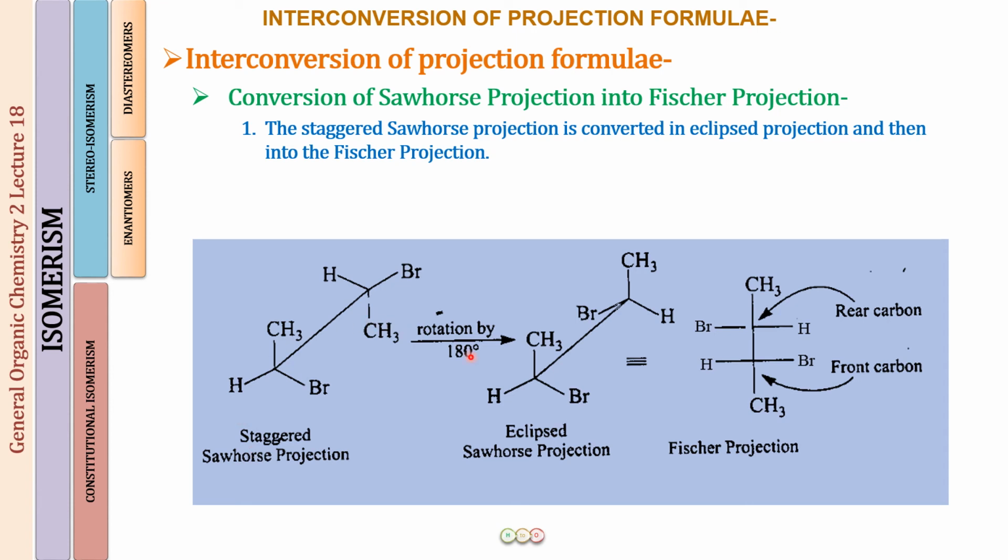Now we are going to rotate it by an angle of 180 degrees. When we rotate it, the CH3 will go on top. The bromine and hydrogen will come below on the opposite side. So you get the eclipsed sawhorse.